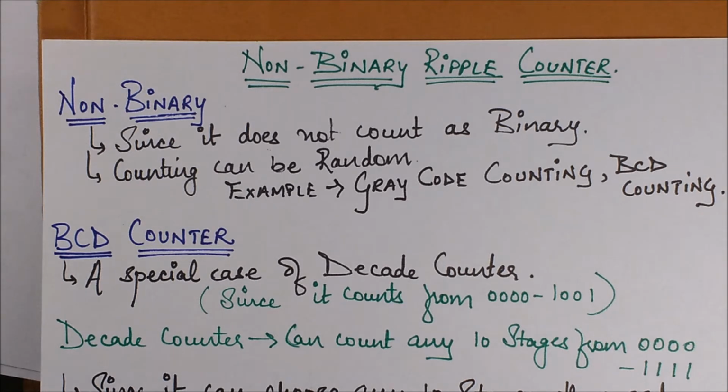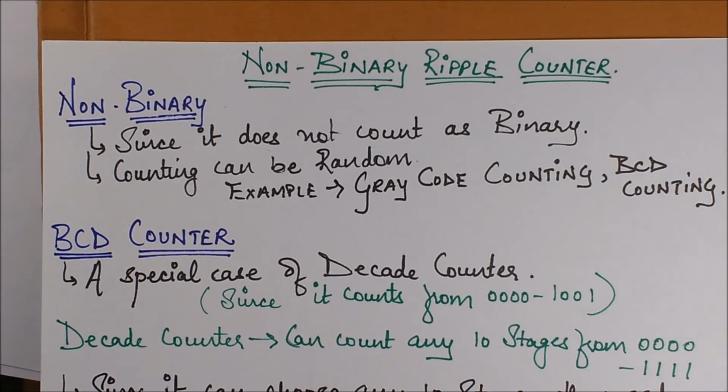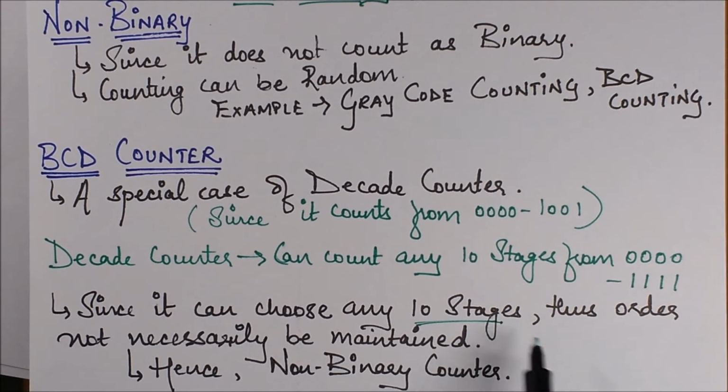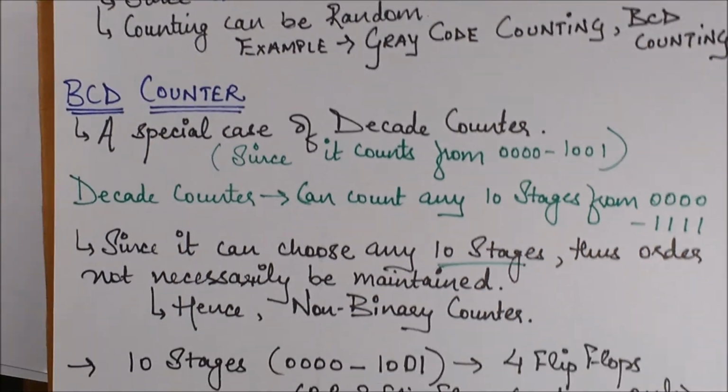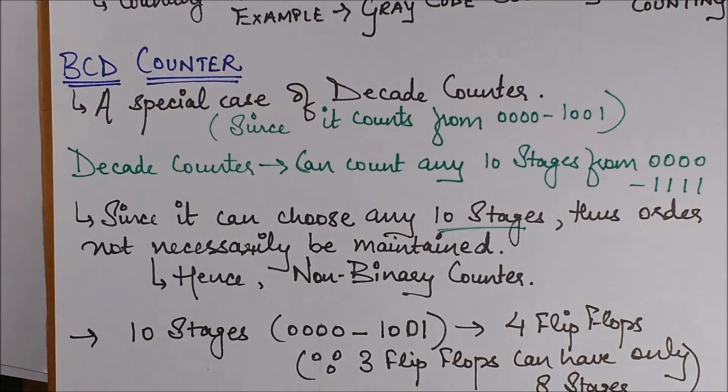Now the BCD counter is also called a special case of a decade counter. Now why is it so? A decade counter, as we maybe slightly discussed in the previous session, is one which has 10 stages in it, and 10 stages means that it can be any 10 stages. First of all, when I have 10 stages, let me see how many flip-flops I'll be requiring for it. Now since it is 10 stages, just forget about the order for now.